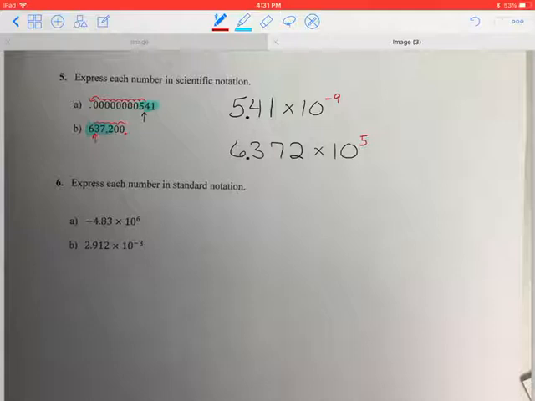All right, now if I look at going the other direction, starting in scientific and going back to standard, I look at the exponent, and that tells me how many places to move the decimal. So for A, I'm going to go 6 places to the right. And for B, it's negative, so I'm going to go 3 places to the left.